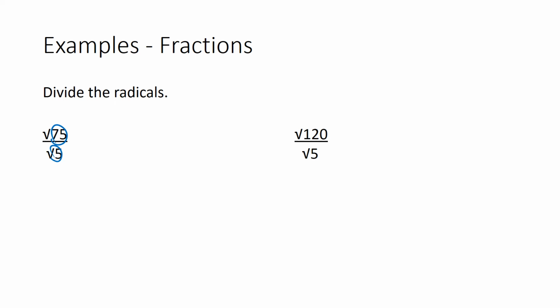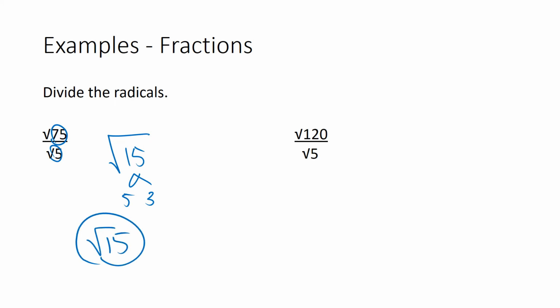Well, 75 divided by 5 is 15, and we're going to put that underneath the square root and try to simplify it. 15 is really 5 and 3. I can't do anything with that 5 and 3. I don't make a perfect square. They don't pair up, so they get multiplied back together, and our answer here is the square root of 15, and that one's done. So sometimes they don't simplify.